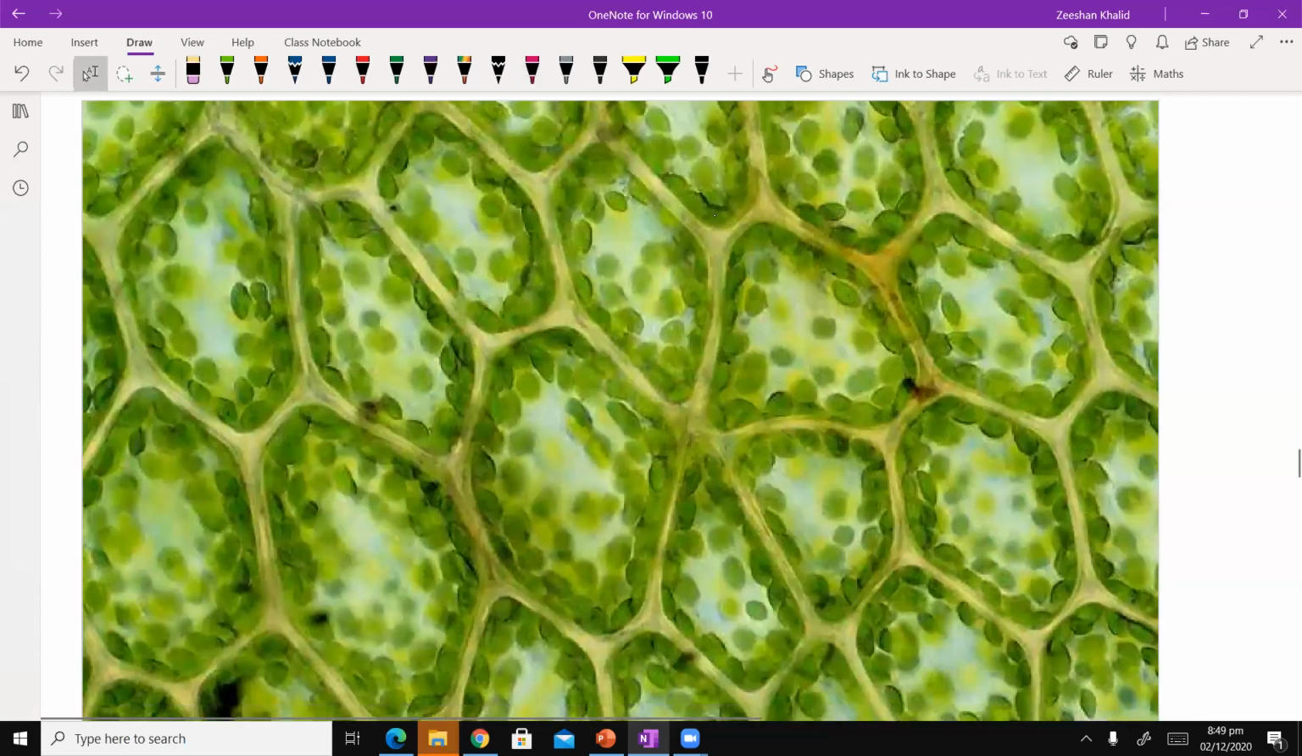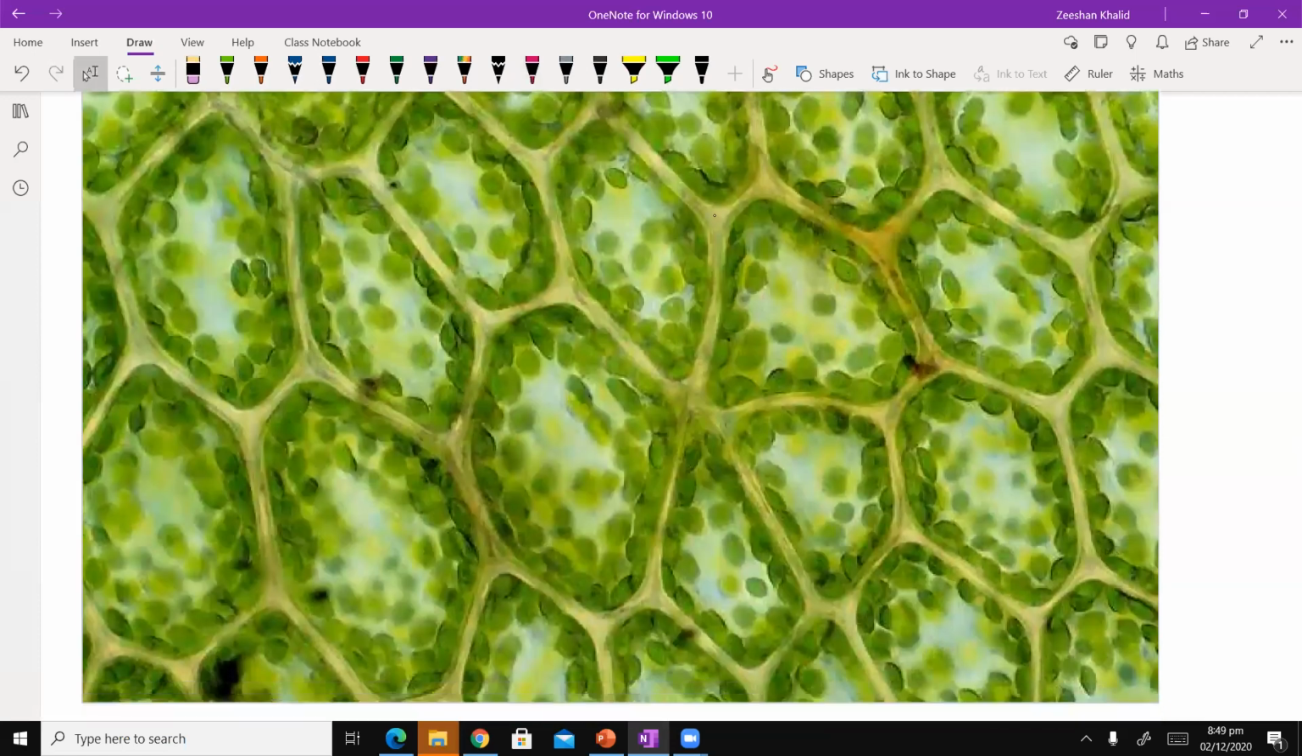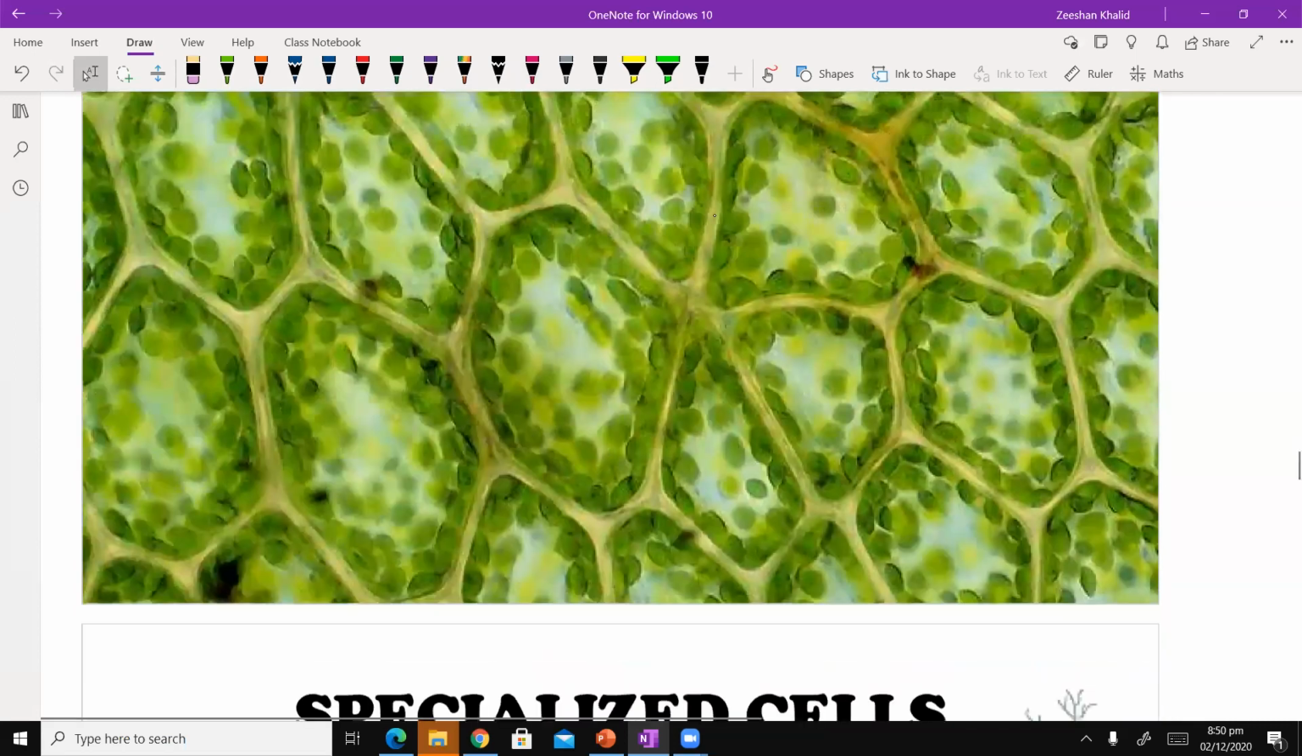This is also a photomicrograph taken from leaf cells. All of these, can you see these green thingies? Can you tell me what these green thingies are? What are these green things? Chloroplast. Chloroplast, shabash. And they have their typical original color, which is the green color.